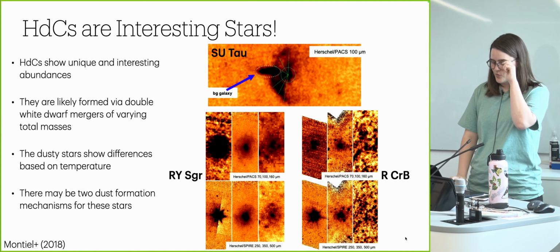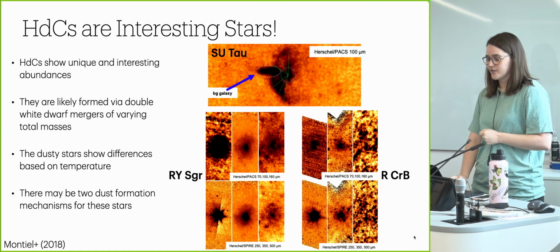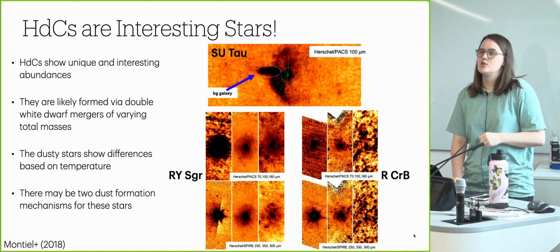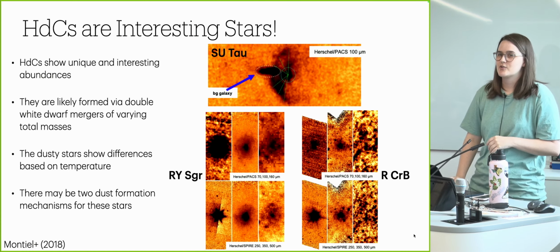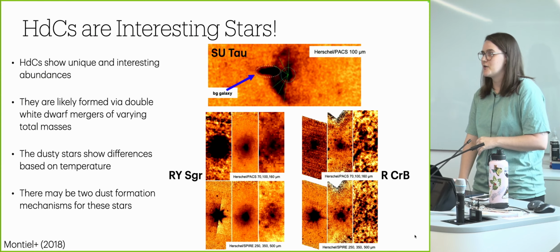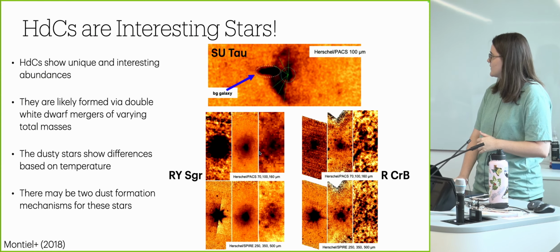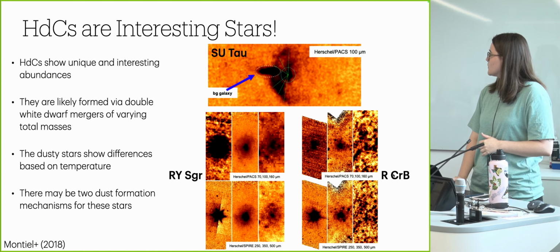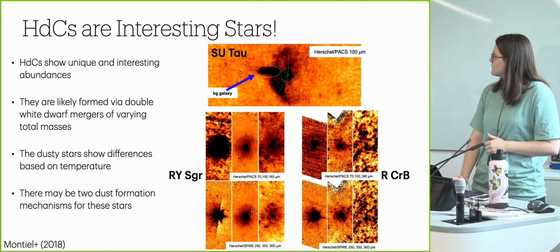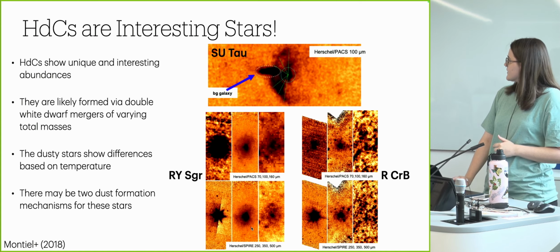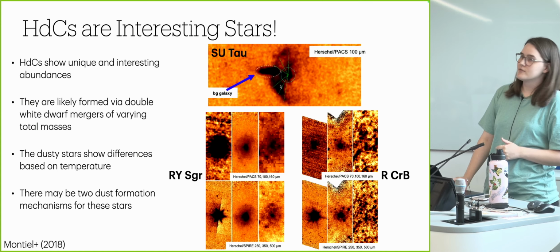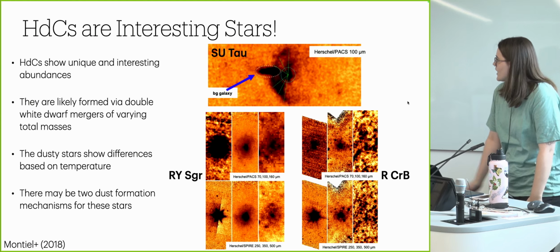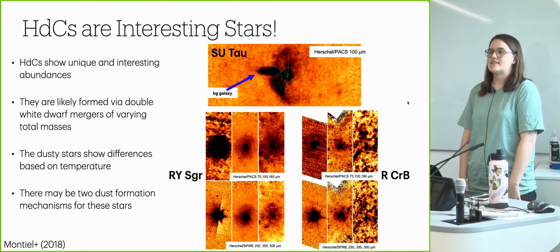And there may be 2 dust formation mechanisms for these stars. Normally on your last slide, you put your beautiful James Webb picture, whatever your best picture is. So I don't have that. What I do have, though, is some lovely Herschel images of our favorite stars, SU Tau, R Coronae, and RY Sag, my friend here, where you can actually see the little dust nebulae around these stars and the beautiful bow shock here. So I'll leave you with that and take your questions now. Thanks for listening.